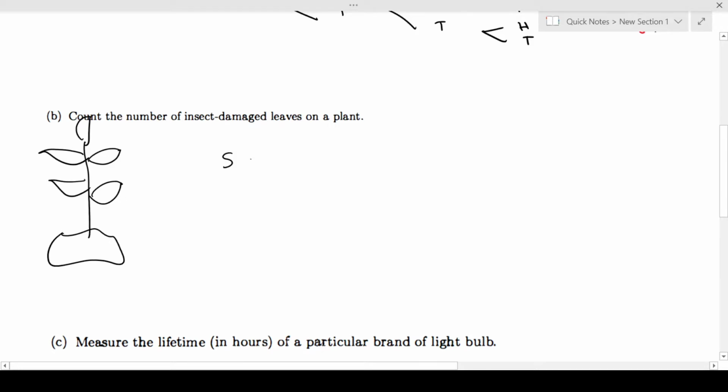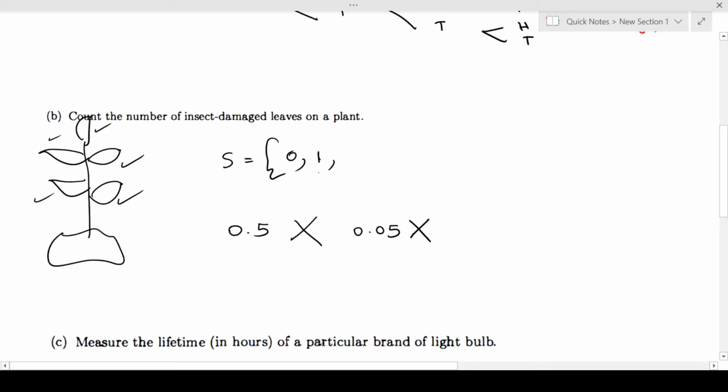So you have to count the number of leaves damaged by the insects. Let's say you observe a plant, and all the leaves are healthy. This one is good, this one is good, this one is good. So the count can be 0. There cannot be 0.5 damaged leaves, and there cannot be 0.05 damaged leaves. The next possible number that my random experiment can take is 1.